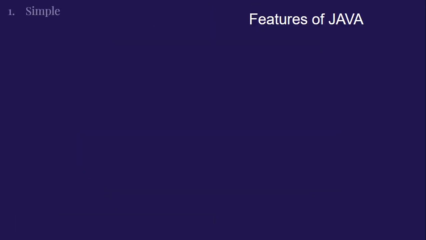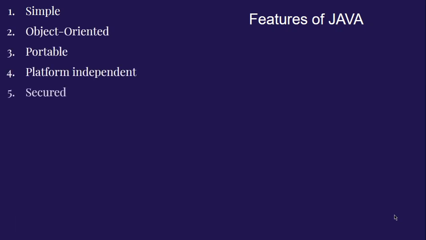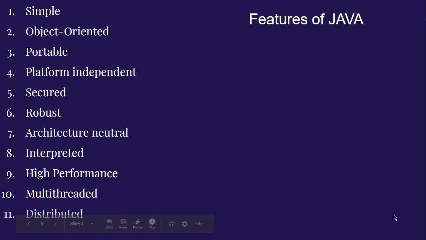Java is simple, portable, object oriented, platform independent, secure, robust, architectural neutral, interpreted, high performance, multi-threaded, dynamic and distributed. So now let us see them one by one.